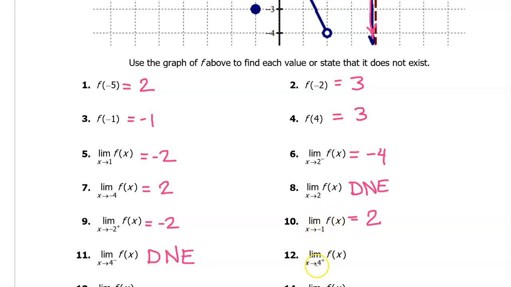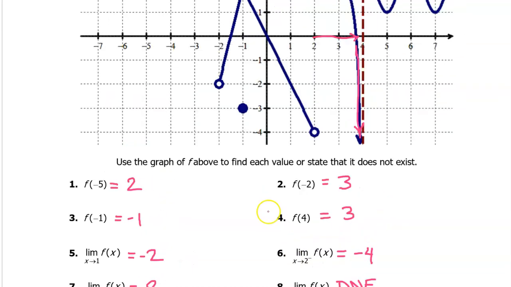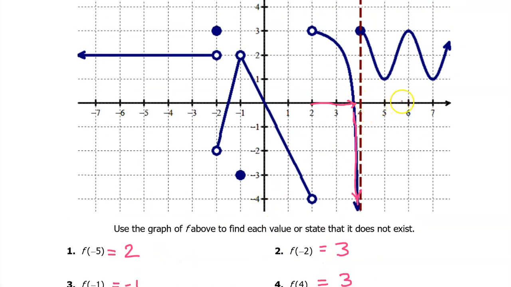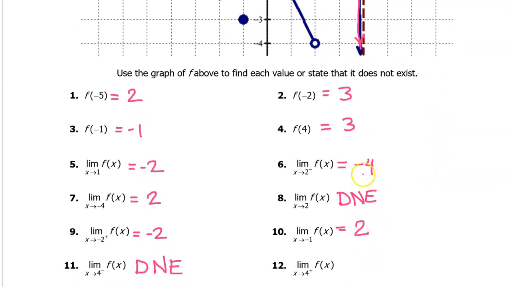How about when we are approaching 4 from the right? So now we're talking about approaching 4 from the right-hand side. And as we approach 4 from the right, the function is doing this. So the function is approaching this closed circle, which is here at 3. So the limit is 3.